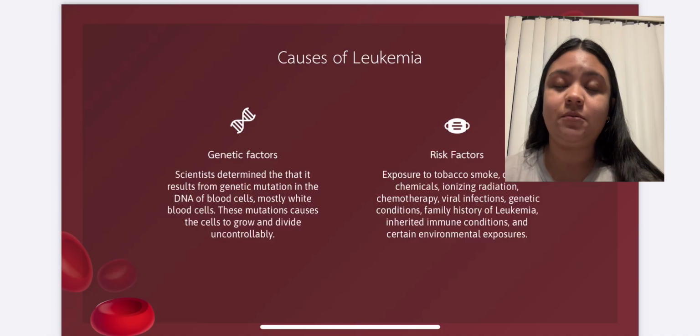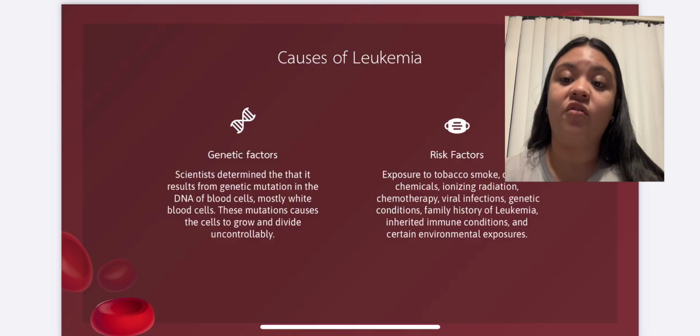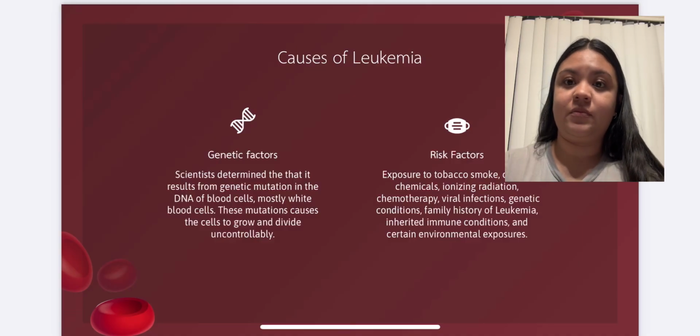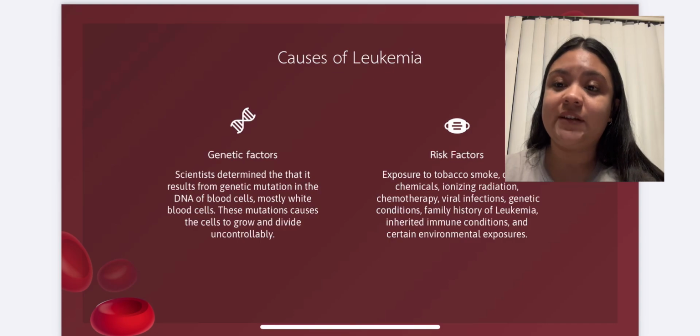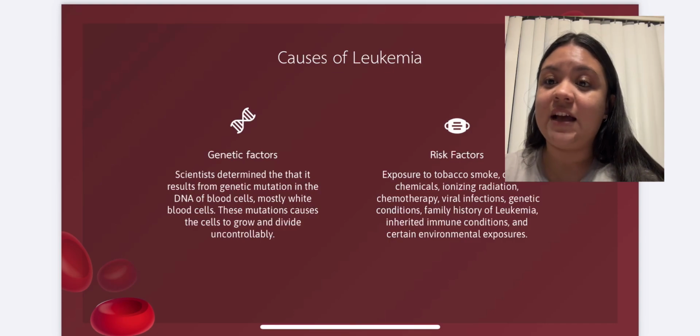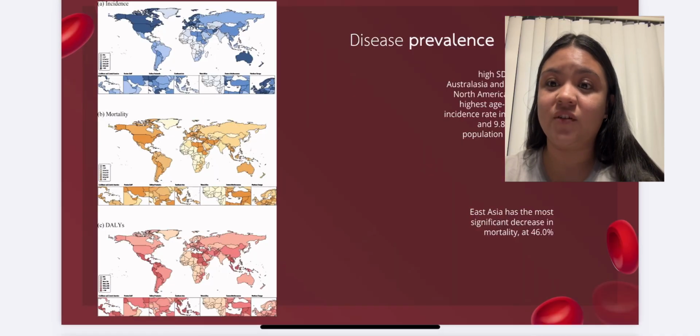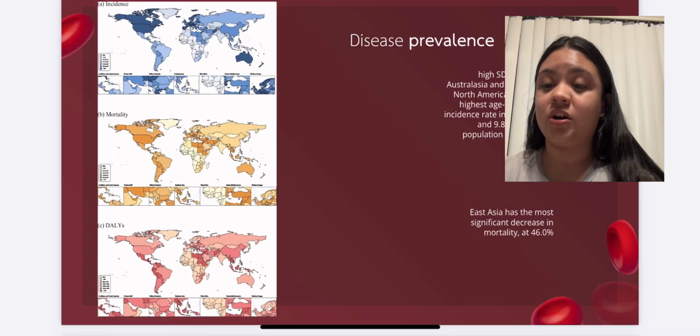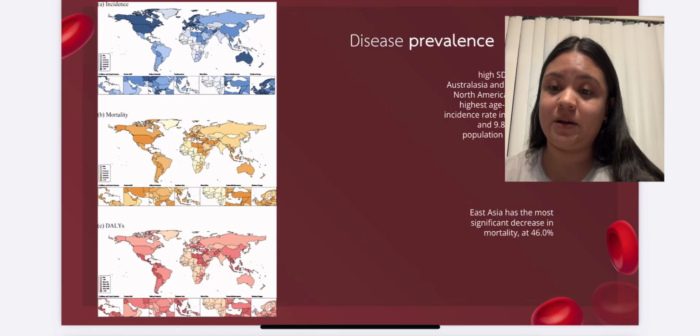So who is most likely to develop leukemia? It impacts the majority of children, but more than half of the cases occur in people over the age of 65. So for disease prevalence, high SDI regions such as Australasia and high-income North America showed the highest age-standardized incidence rate in 2021 at 10.6 and 9.8 per 100,000 population respectively.